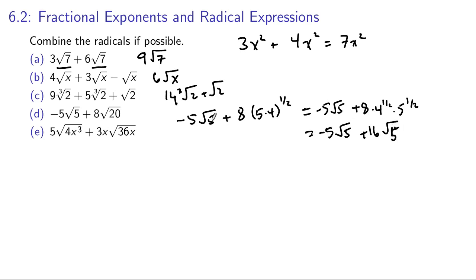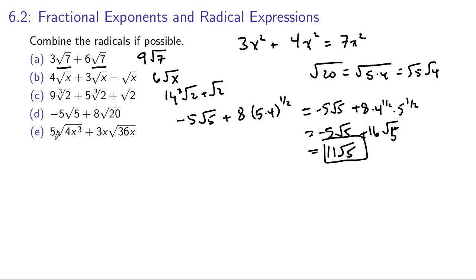And once you get the hang of this, you don't need to convert back and forth between two forms. You can actually just say square root of 20 is the square root of 5 times 4, which is the square root of 5 square root of 4. Okay? Without having to convert into exponent form. 16 minus 5 is 11. So you have 11 square root of 5 is the answer to part D.